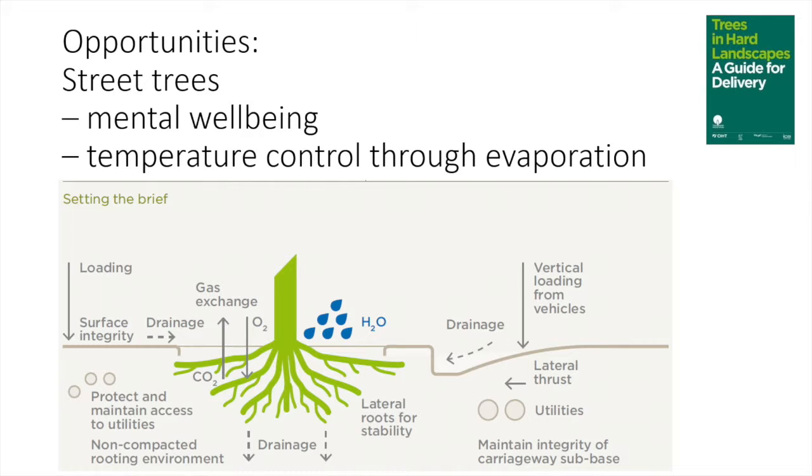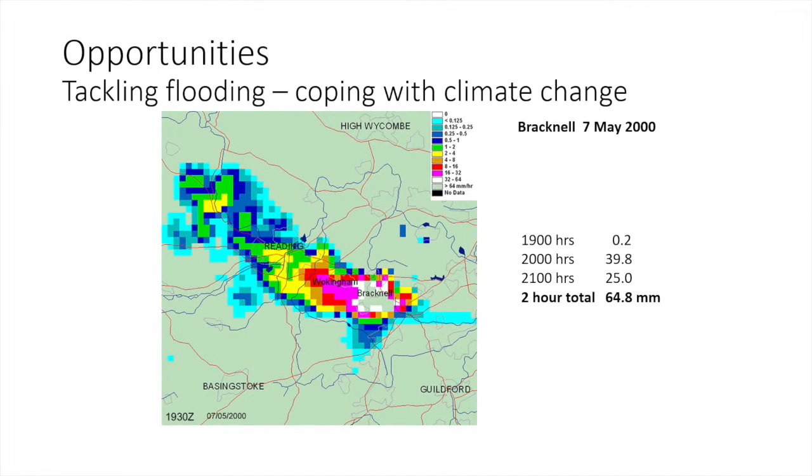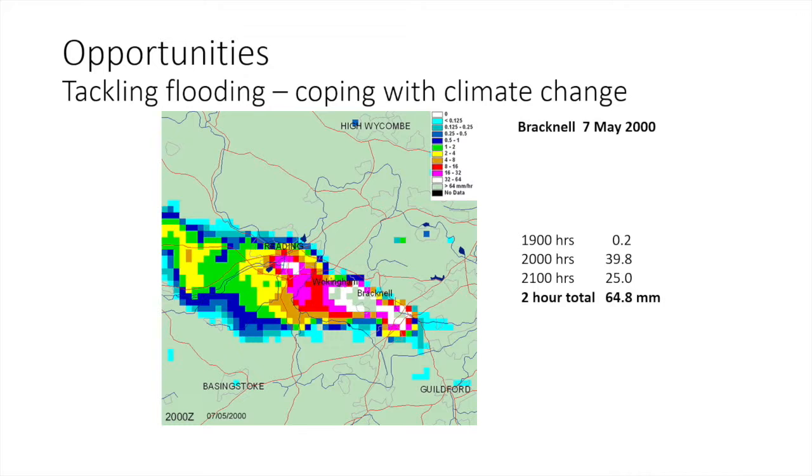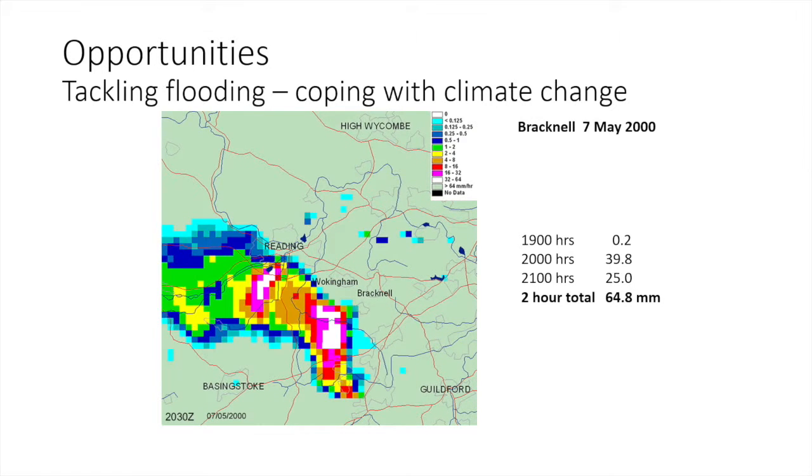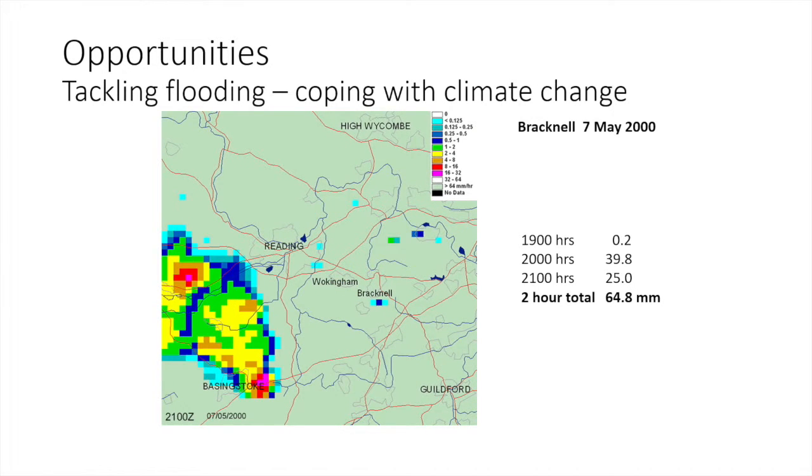Street trees, they need roots. They need an environment in which they can flourish and grow. Plant the trees, the evaporation of water from the tree leaves will help hold down summer temperatures if you've got a heat wave. Also, it's good for mental health.